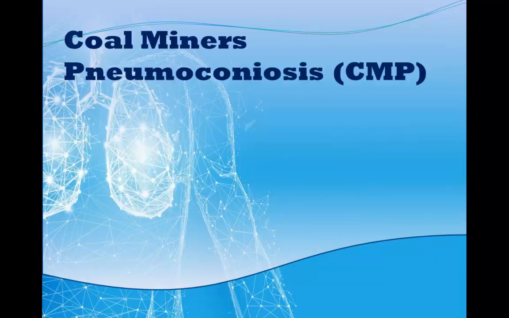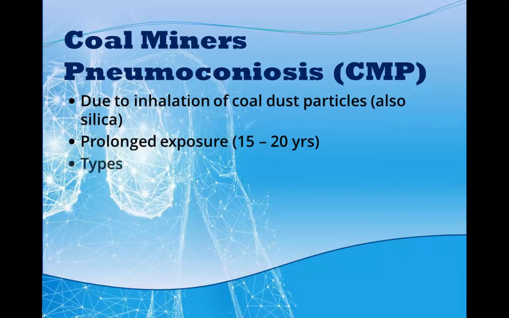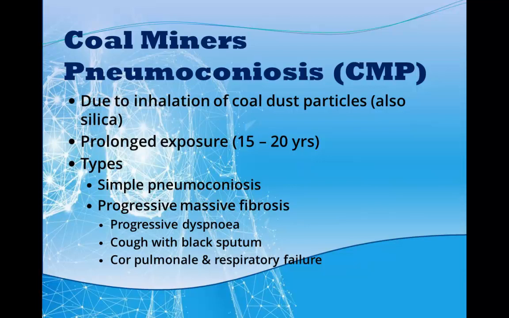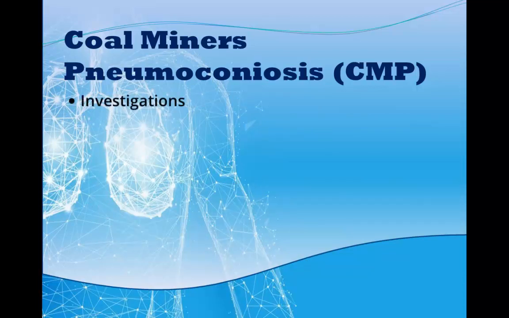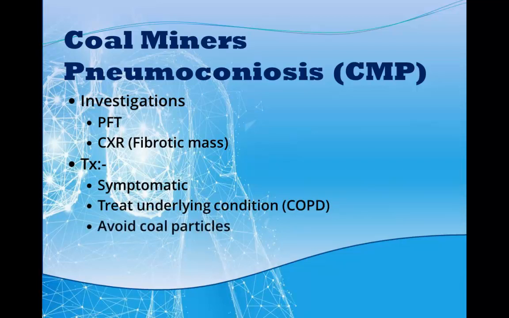In coal miners' pneumoconiosis, it's due to inhalation of coal dust particles, including silica, over a prolonged period of time, usually 15 to 20 years. It's divided into simple pneumoconiosis, who are usually asymptomatic but have a high risk of developing COPD, and progressive massive fibrosis, who present with progressive dyspnea, cough with black sputum, and eventually develop cor pulmonale and respiratory failure. On investigation, pulmonary function tests can show both a restrictive and obstructive pattern. You'll see fibrotic masses on chest X-ray, and treatment is usually symptomatic while also treating the underlying condition such as COPD and avoiding coal particles.